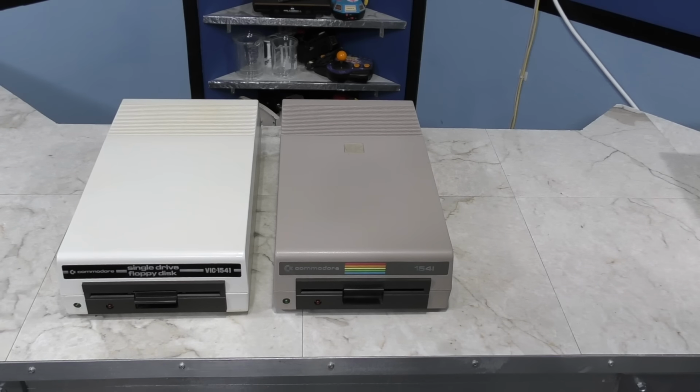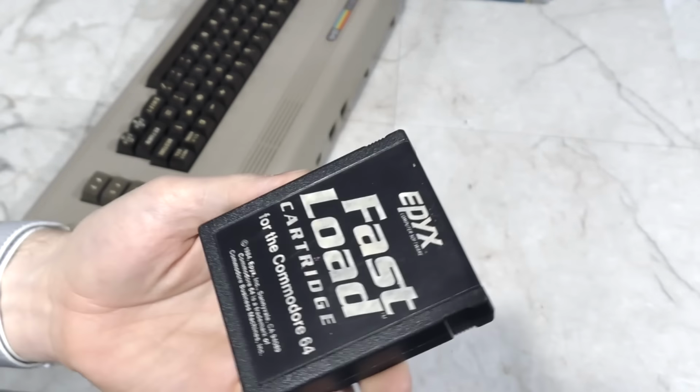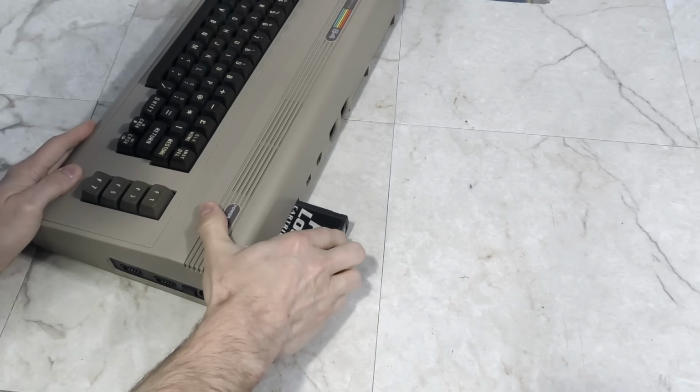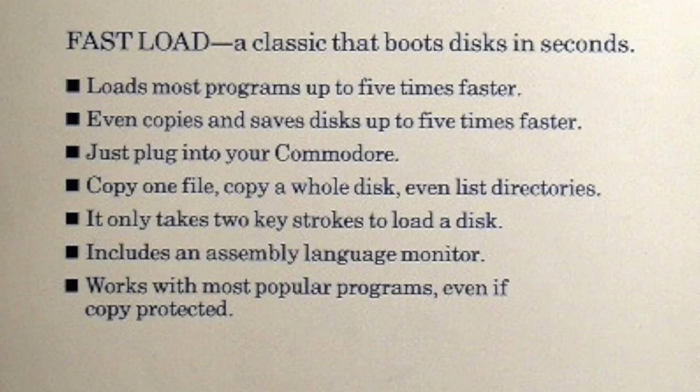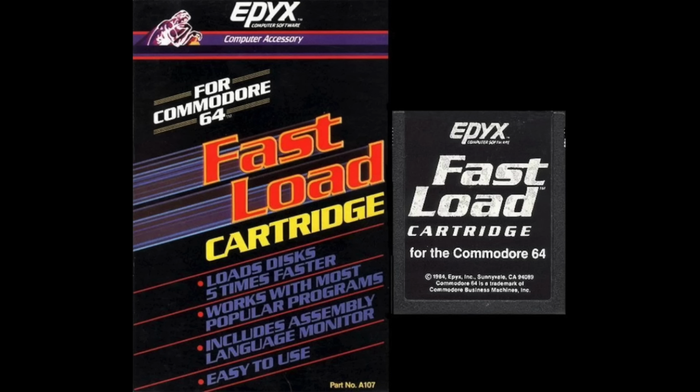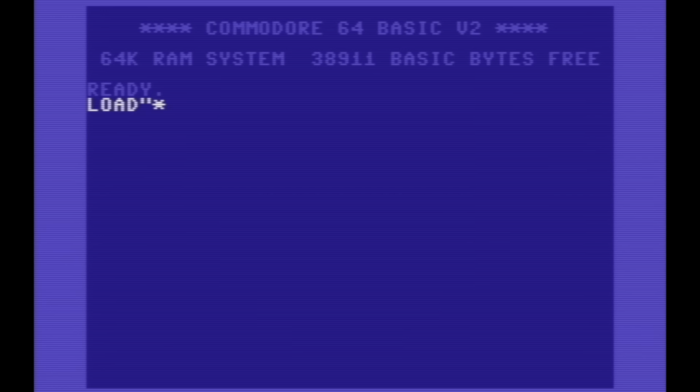As far as the disk drive shortcomings, several third-party products address this, one of the most popular ones being the Epic's Fast Load cartridge. This cartridge not only replaced the crummy disk drive routines in the kernel with faster ones, speeding up load times by as much as 5 times, but it also included shortcuts for many commands. For example, instead of typing out the usual load command like this, you could abbreviate it with a slash.